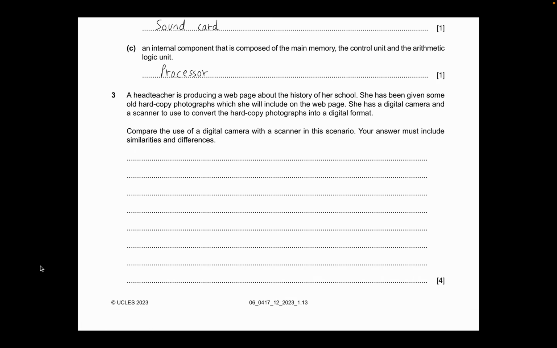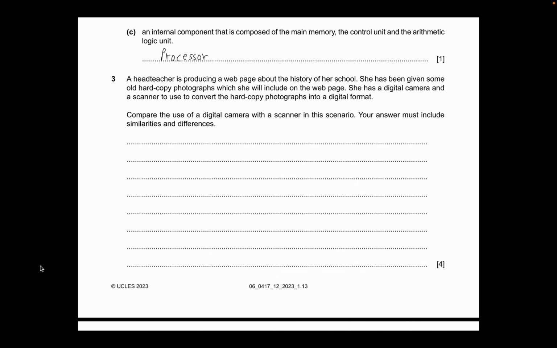Next question. A teacher is producing a web page about the history of her school. She has been given some old hard copy photographs, which she will include on the web page. She has a digital camera and a scanner to use to convert the hard copy photographs into a digital format. Compare the use of a digital camera with a scanner in the scenario. Your answer must include similarities and differences.